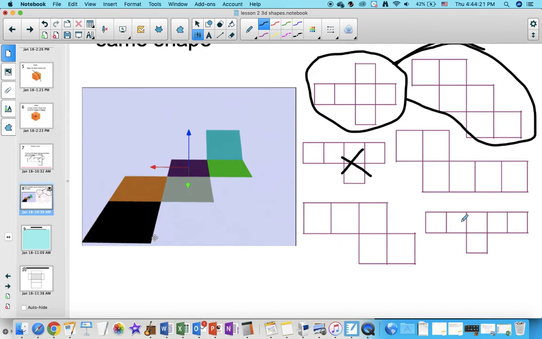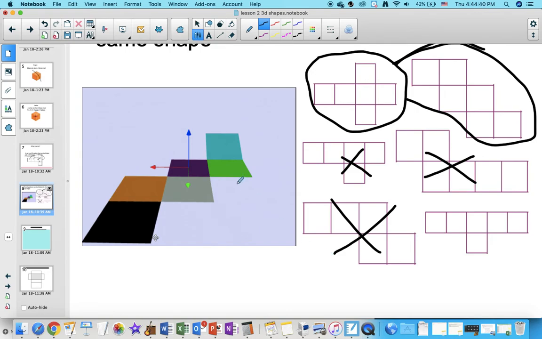And this one has 1, 2, 3, 4, 5, 6. Okay, well, why wouldn't this work? It has 6 sides. Well, as you fold this up and on the top, this would also fold and overlap. So this side would be empty. So this one wouldn't work.